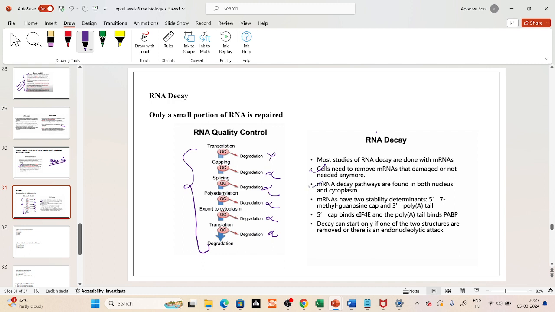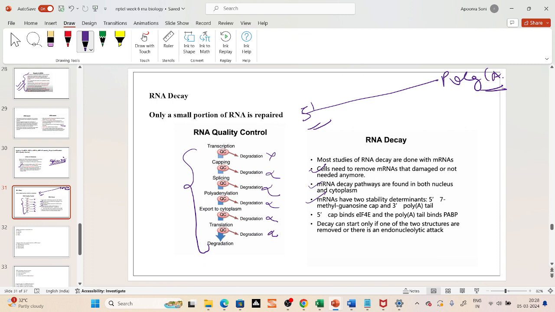mRNA has two stability determinants: the 5 prime cap and the 3 prime poly A tail. So this is your mRNA. To find out whether this mRNA is stable or not, there are two determinants. First is 5 prime capping and the other one is 3 prime tailing. These are the two stability determinants of mRNA. Now, decay can start only if one of the two structures is removed or there is endonucleolytic cleavage.